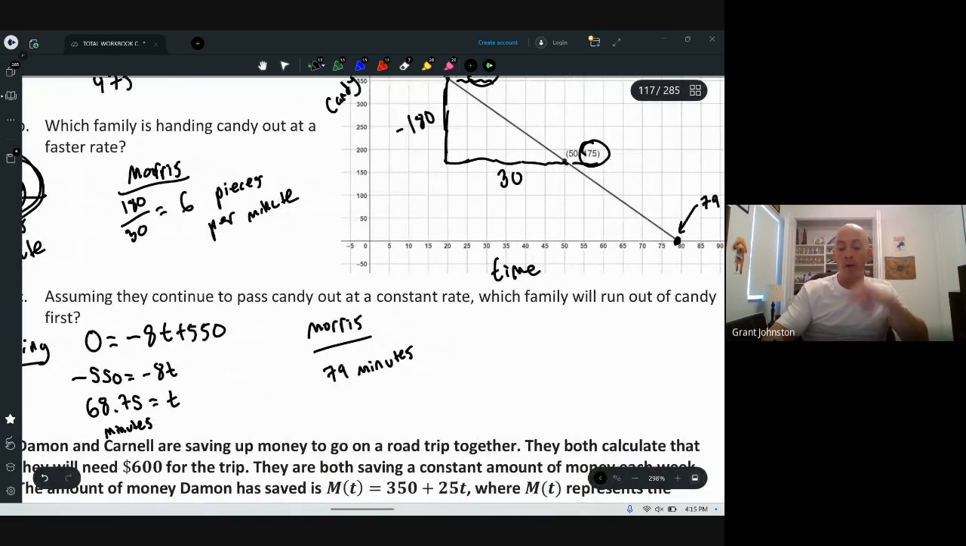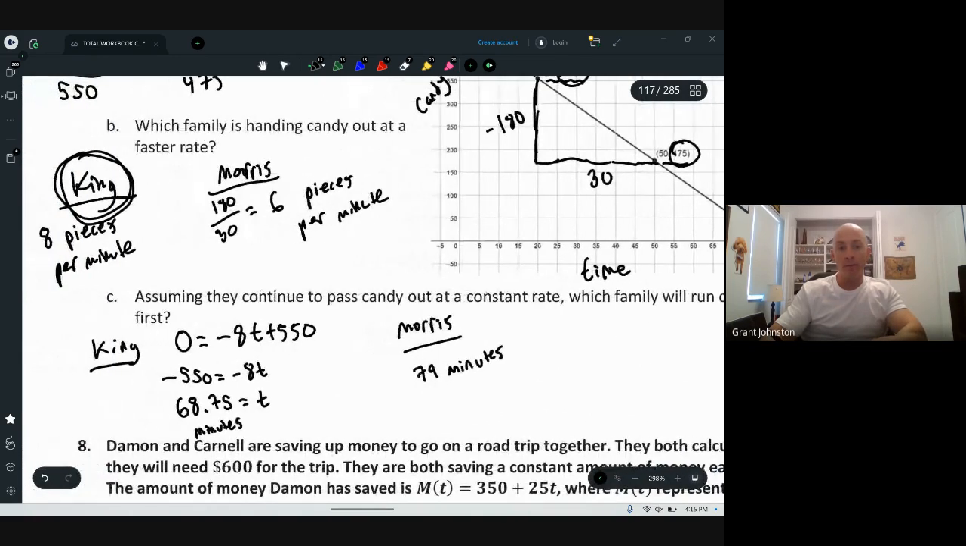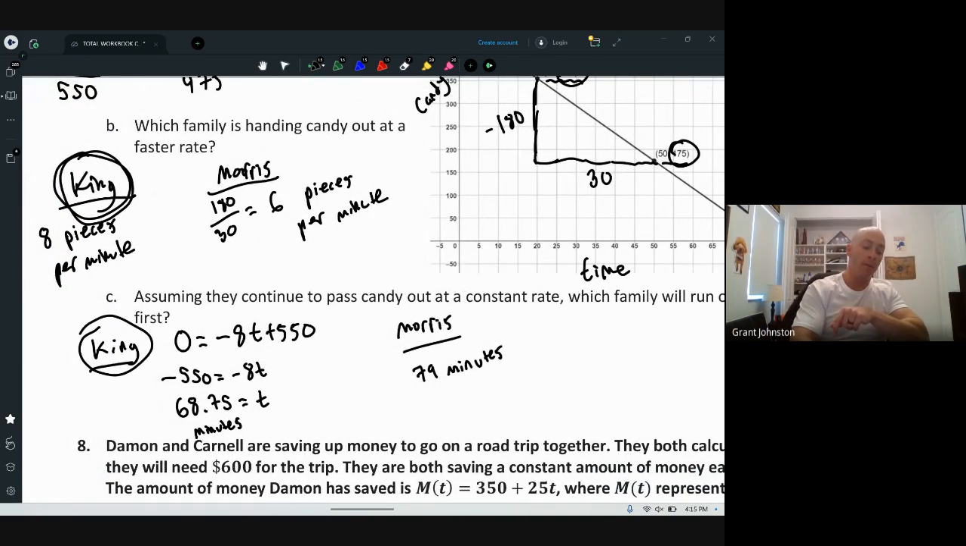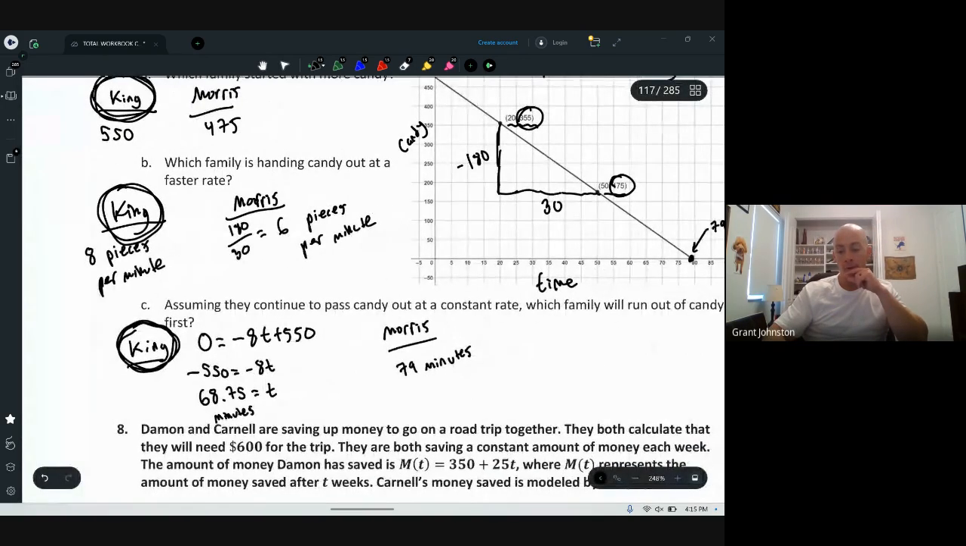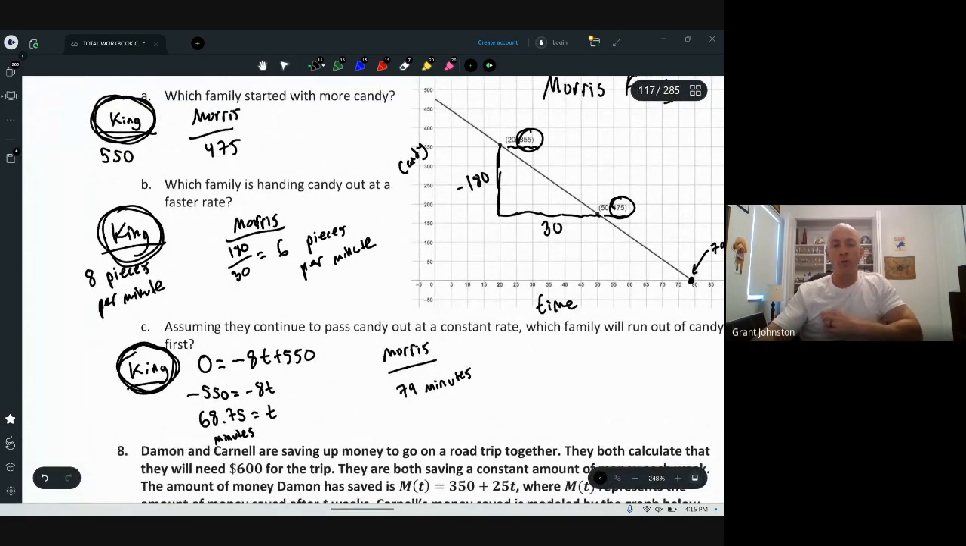So which family will run out of candy first is the question asking. This again is the King family. Okay. I'll let you do the last word problem.